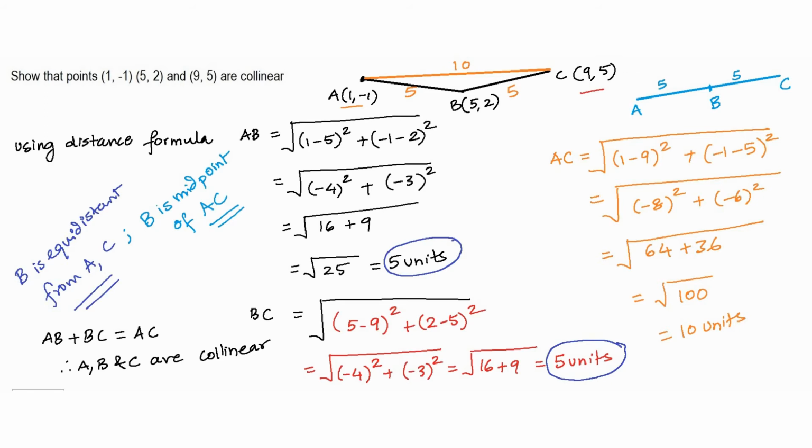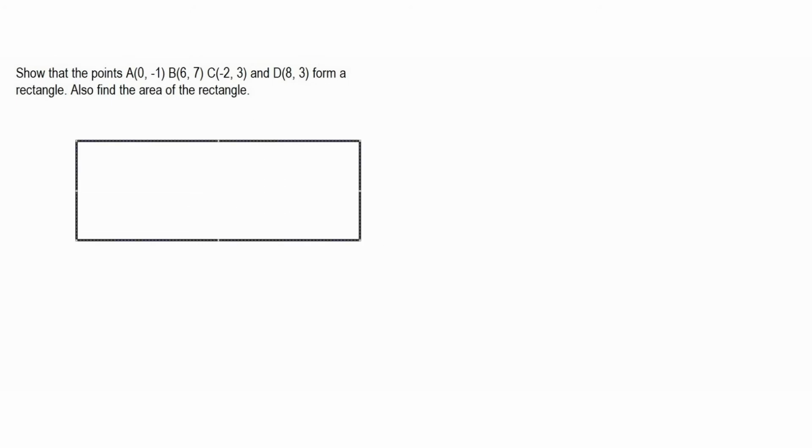Moving on to the next question. The next question says, show that these points form a rectangle. Also find the area of the rectangle. So okay, I do not know whether these points would form a rectangle, but let me just draw a quadrilateral.